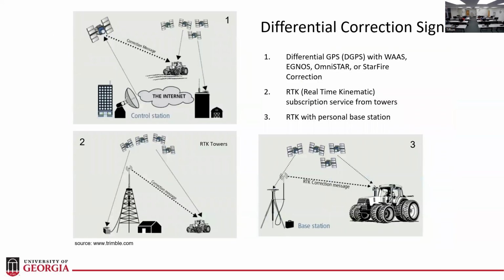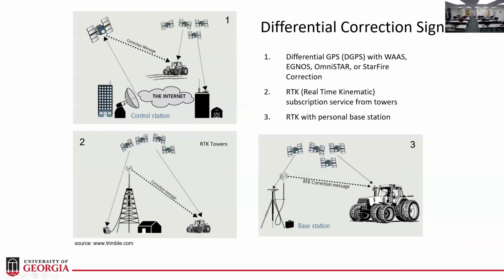We also have other types of differential correction signals. So pay attention to this one, because for some people it's difficult to understand what is the difference between each one. I'll do my best to try to explain this. We also have the DGPS correction with WAAS, which is the augmentation system, or the EGNOS, which is the European version, or OnStar, which was the paid version that I don't think people use anymore, etc.